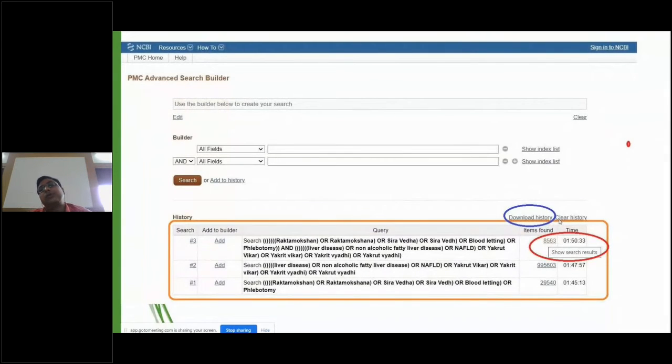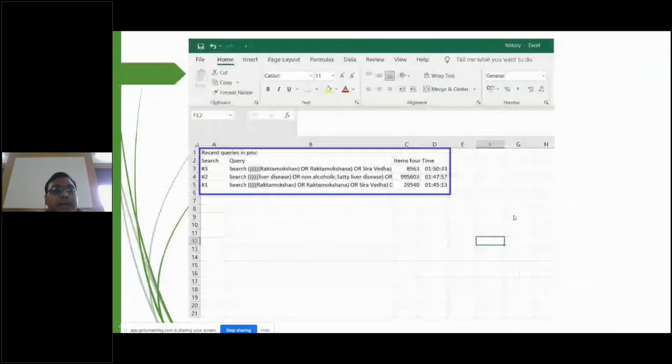If you want to download the history of where you searched on PubMed, you can click on download history, that yellow mark sign. You can click here, download history. Then you get this type of Excel sheet having all your searches, at what time you searched, how many articles you got, and all the arms, 1, 2, and the combined arm, 3.